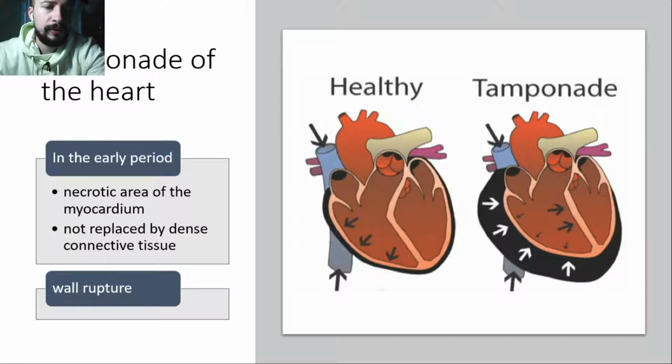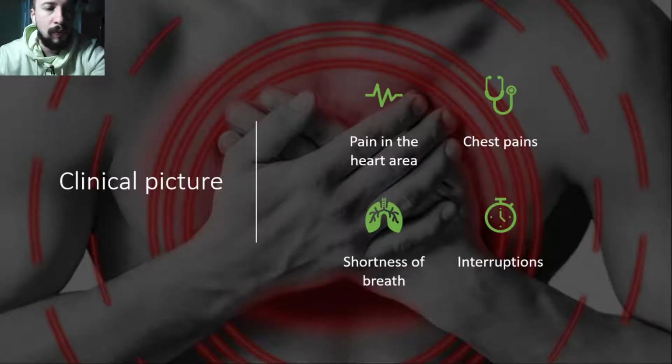Tamponade of the heart. In the early period of aneurysm formation, when the necrotic area of the myocardium has not yet been replaced by dense connective tissue, rupture of the aneurysm wall and tamponade of the heart, with blood poured into the pericardial cavity, are possible.